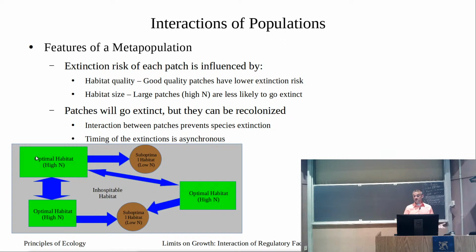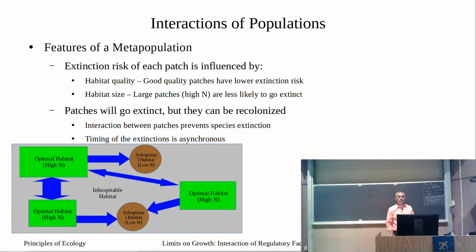Now, the probability of going extinct depends on the habitat itself. So if we're a habitat of good quality, we're going to have a lower extinction risk. If we have a large habitat size, a habitat that's very large in size, we're going to have a lower probability of going extinct. But in no case do we ever have a single patch where our probability of extinction is 0. Every single patch has to have a probability of going extinct. If it doesn't, then this isn't a metapopulation at all.